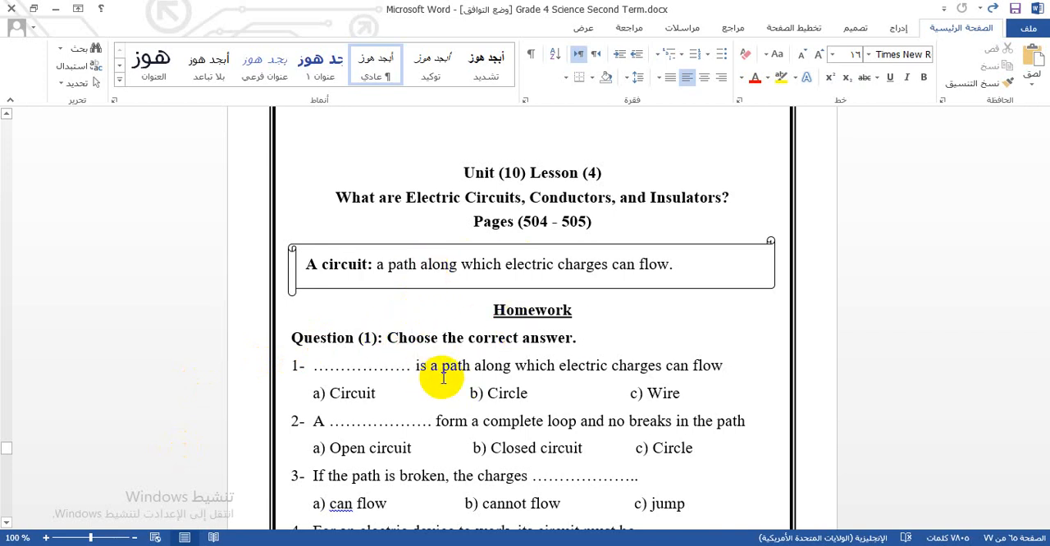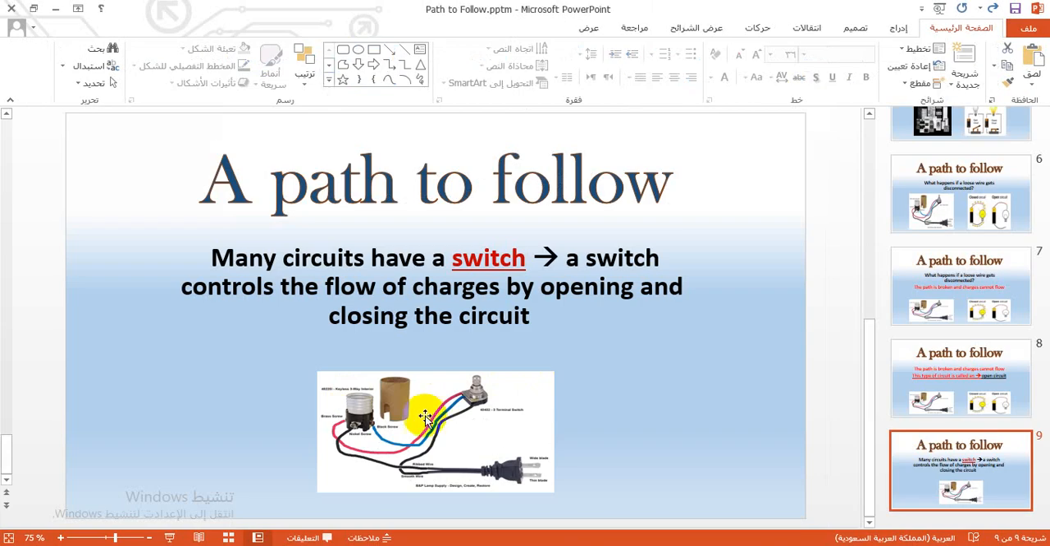Choose the correct answer. Is a path along which electric charge can flow? I told you many times, electric charge can flow through which kind of circuit, guys? The circuit, the circle, or the wire? Sure, the circuit. A path along which electric charge can flow is the circuit. If you remember, I told you many times.